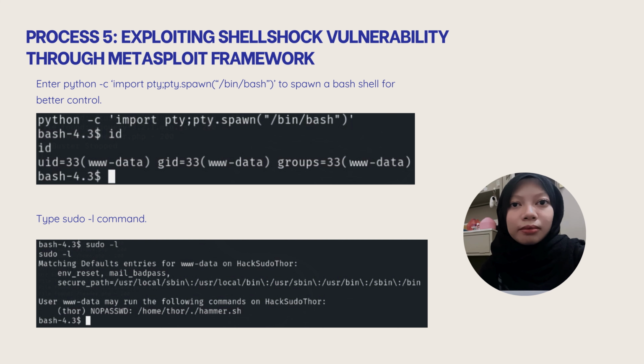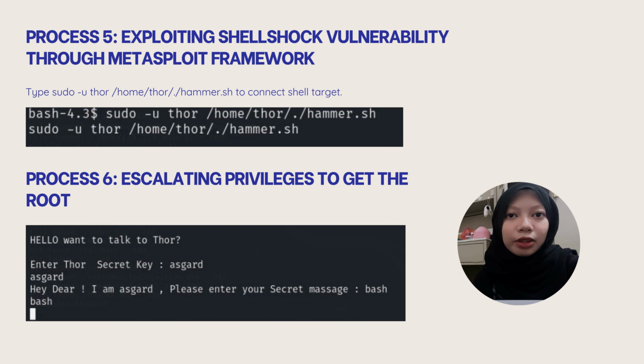Next, we type the command sudo -l to check permissions for the current user and to find a shell script that can be run as user tor. Then we type sudo -u tor /home/tor/hammer.sh to connect to the target shell.